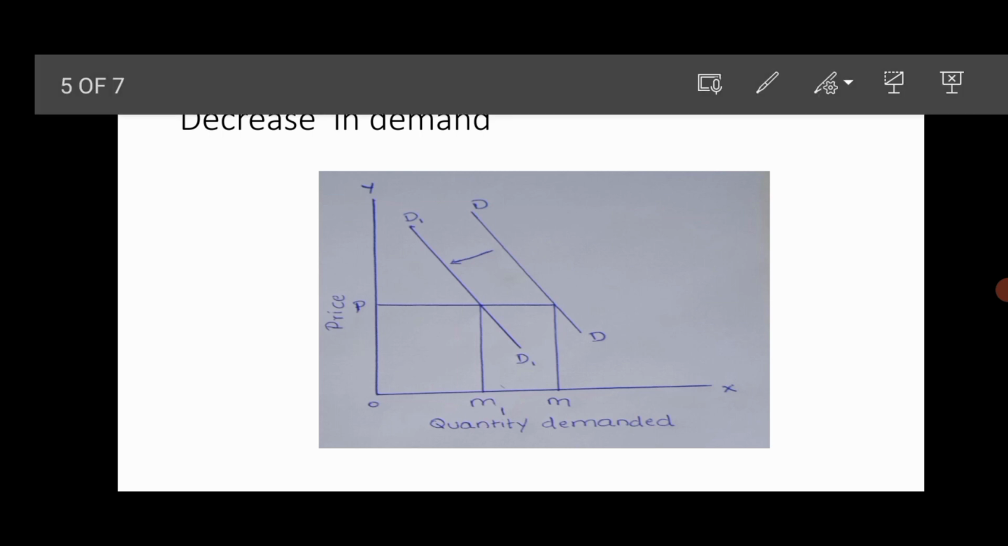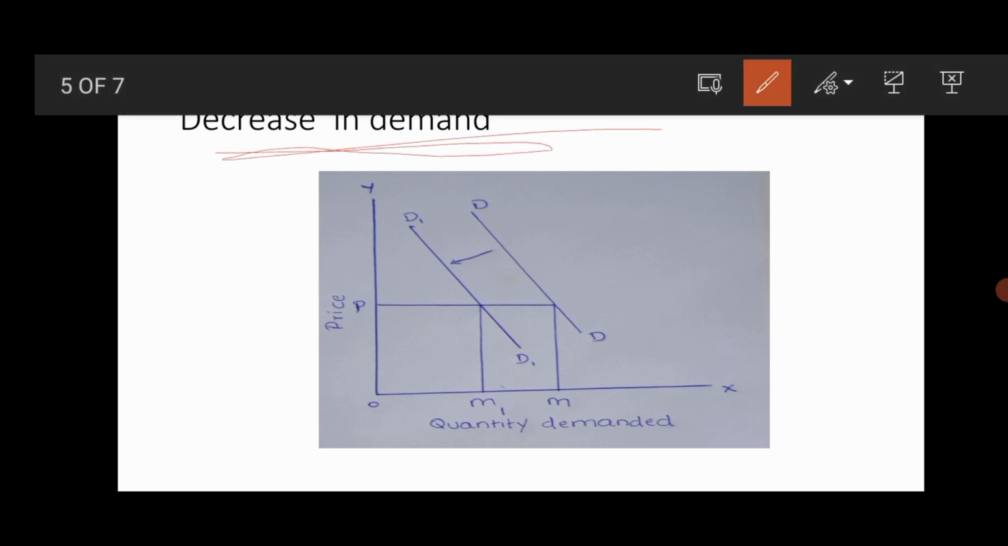Now we will see decrease in demand. What is decrease in demand? Here in the diagram, the OX axis measures quantity demanded and the OY axis measures price. You can see that price remained constant. Changes have taken place only in demand, because of other determinants of demand apart from price. DD is the original demand curve, but now it has shifted downward to the left, because of changes in determinants of demand other than price.